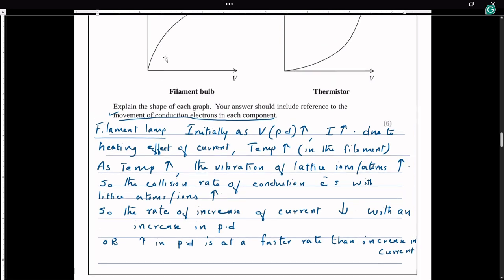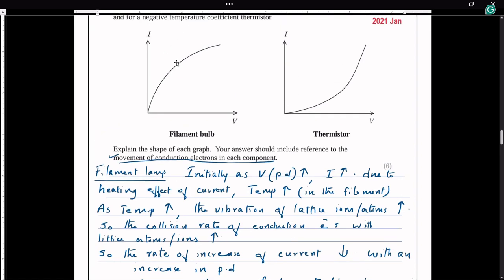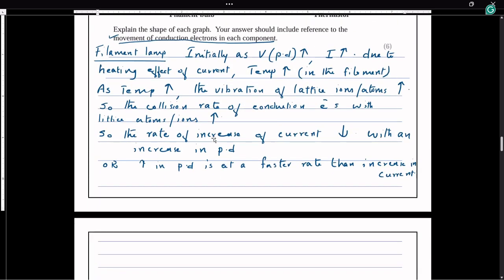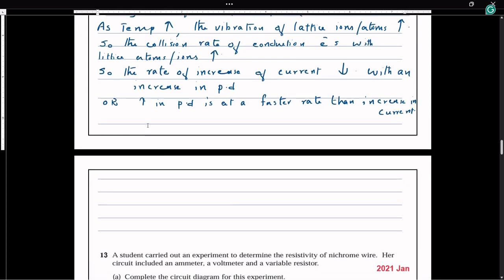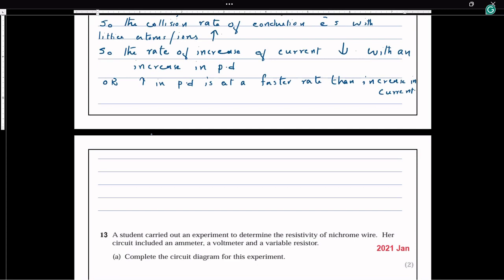Initially current and voltage are increasing, with the voltage the current increases, but after that, the rate of increase of current is not increasing like the increase in PD. So the increase in PD is at a faster rate. Now let's see what is happening in a thermistor.